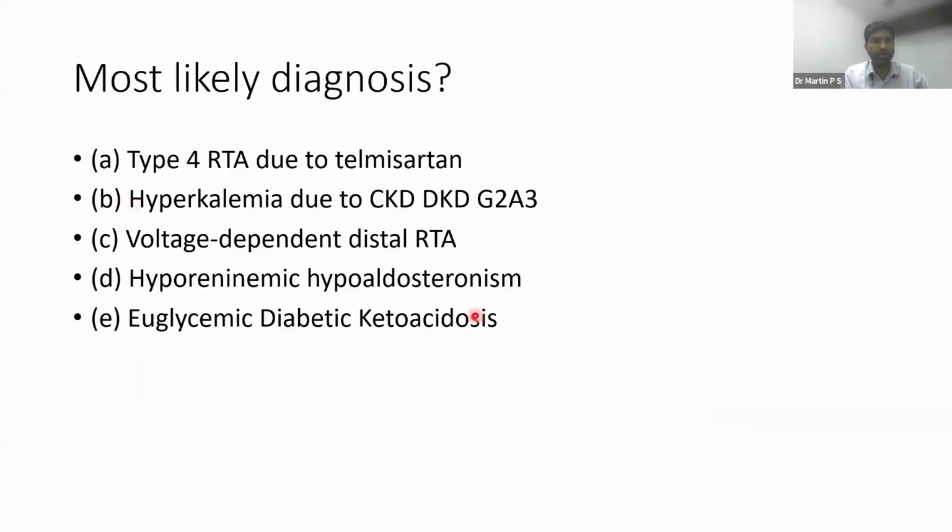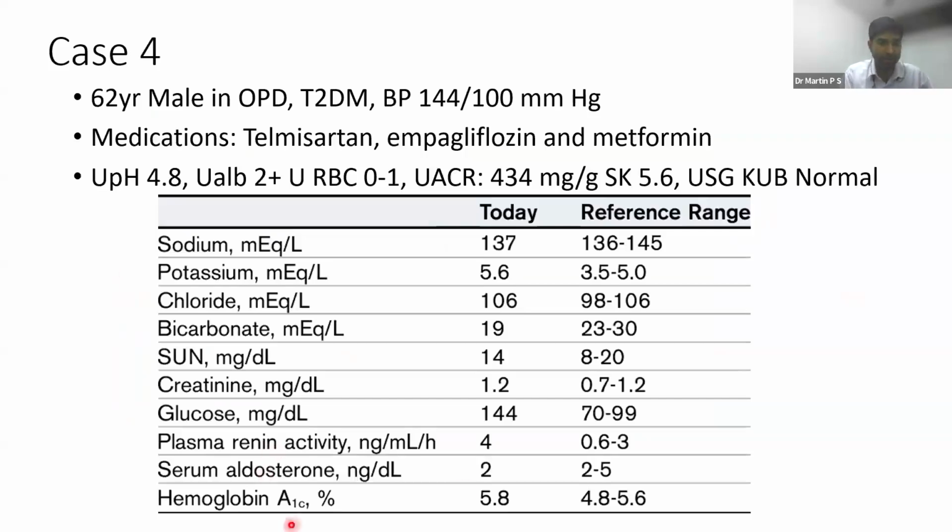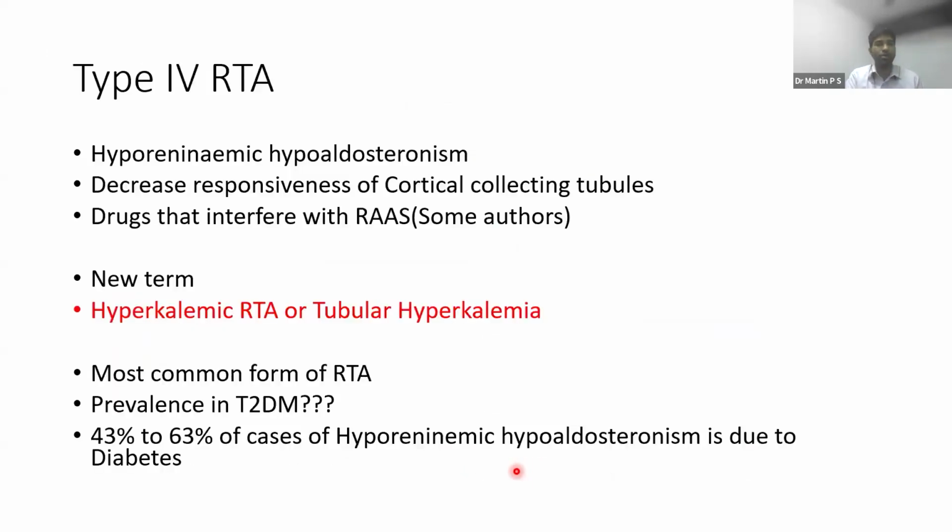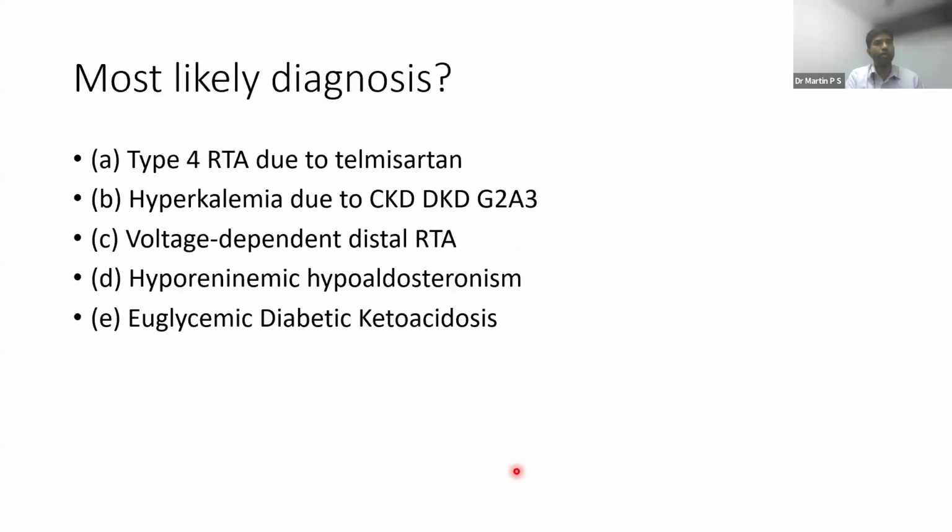Then what might be the cause? Can it be a hyporeninemic hypoaldosteronism? See, this patient has been extensively evaluated. You can see that the plasma renin activity is towards the higher side. Aldosterone levels, though, are on the lower side. So it's not hyporeninemic hypoaldosteronism. So this particular case might be probably due to a type 4 RTA-like feature, which is due to telmisartan, which the patient is already taking.